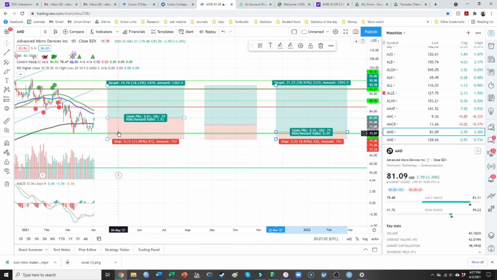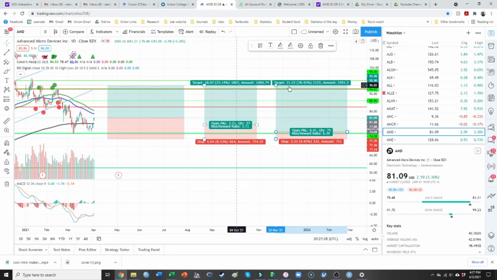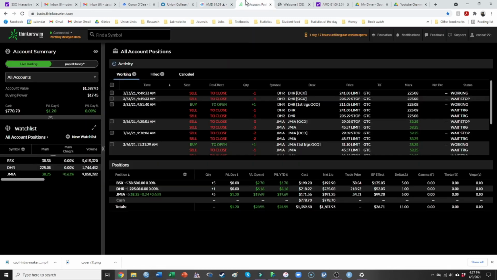So again, I'm saying I want to buy here. If it drops to here, I want to sell. If it goes up to here, I also want to sell. And if it drops down to here, I want to buy some more. Then I want to sell here again. I want to sell up here again. And I just found this software. It's probably ridiculous that I didn't know about it, but Thinkorswim.